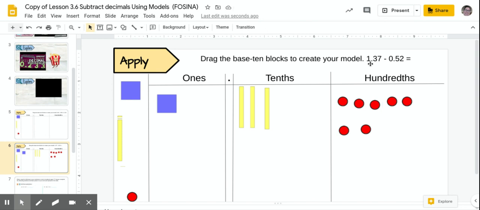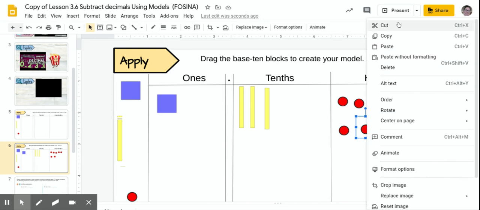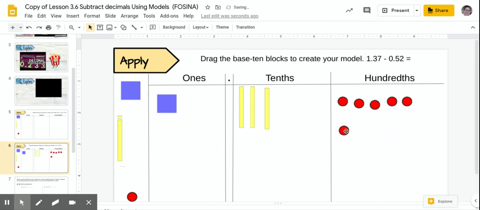All right, now that I've modeled the first number, I'm now ready to subtract my 52 hundredths. We're going to start in the smallest place value, and that is the hundredths place. I need to subtract 2, and there are 7 here, so I'm able to do that without regrouping. I'm just going to, again, use that shortcut, and I'm just going to delete those 2 hundredths tiles.